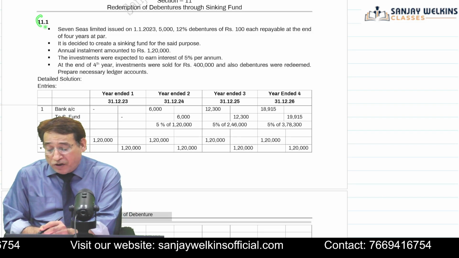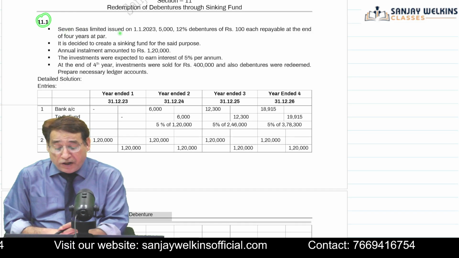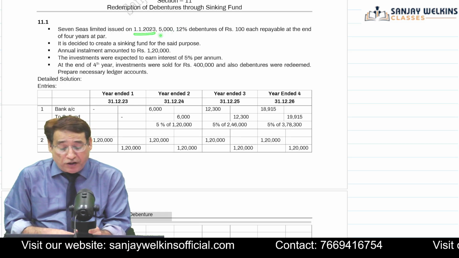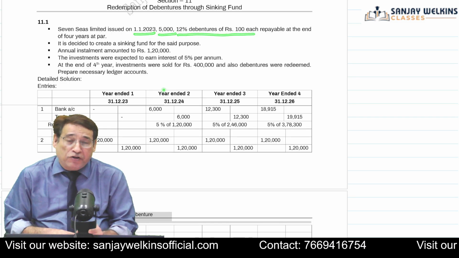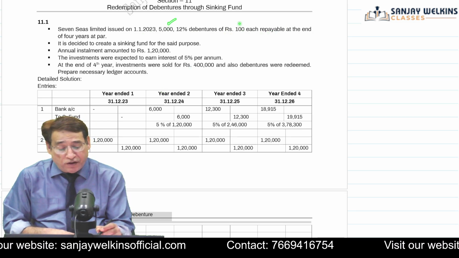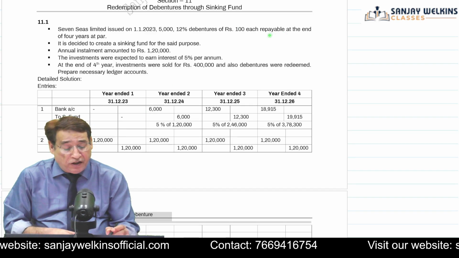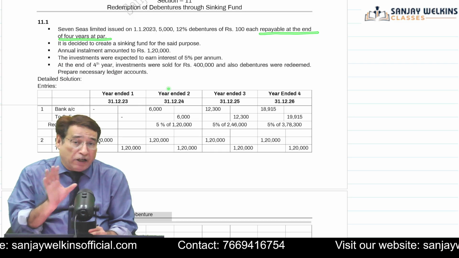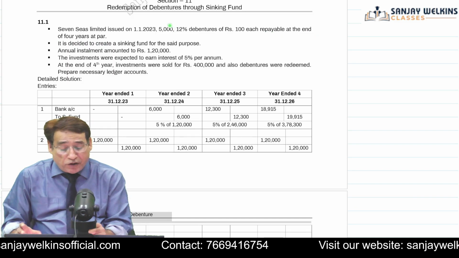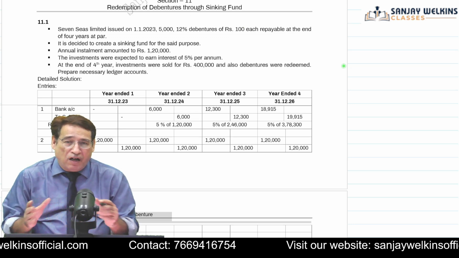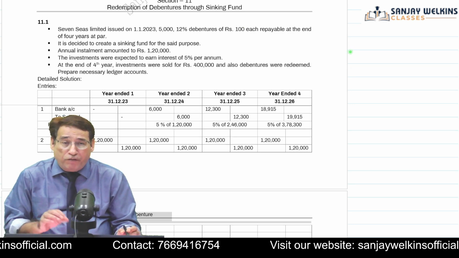So here is the question. It is given that 7Cs Limited issued on 1/1/2023 5,000 12% debentures of 100 each. How many debentures have we issued? 5,000. The face value of the debenture is 100 each. These debentures are repayable at the end of the 4 years at par. So we have issued 5,000 into 100, 5 lakh worth of debentures, to be redeemed at the end of the 4 years.